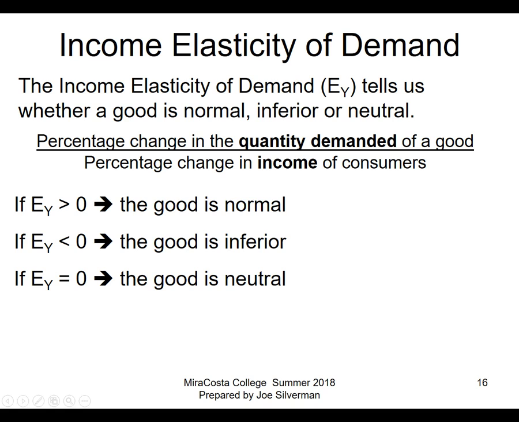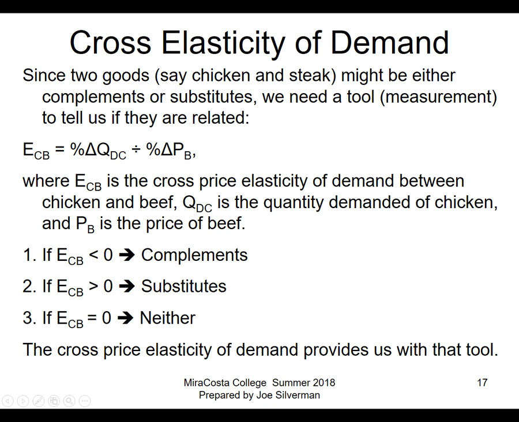Finally, if you calculate this and you come up with a number of zero, what's the only way you can come up with zero in a case like this? It would be if the numerator is equal to zero. So 0 divided by anything is always going to be 0. If your income goes up and that doesn't affect the quantity demanded of the good, or if your income goes down and that also doesn't affect the quantity demanded of the good, then that would be a neutral good. Does that make sense? All right, moving on.